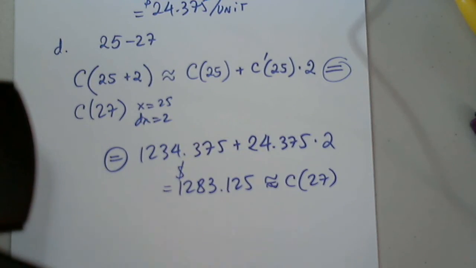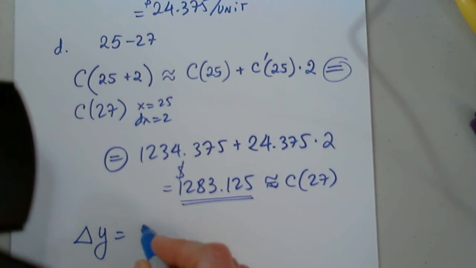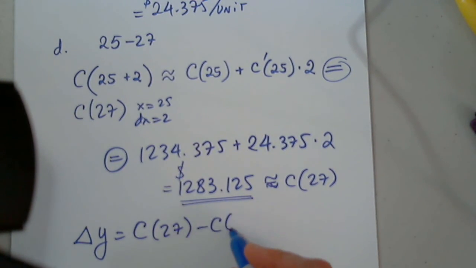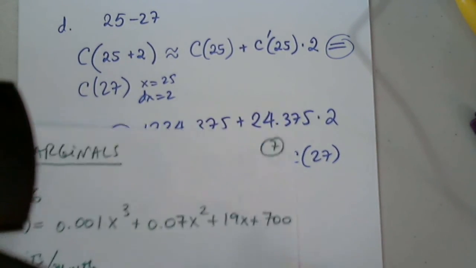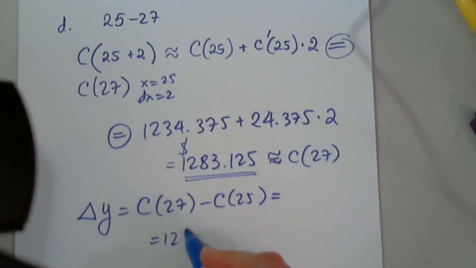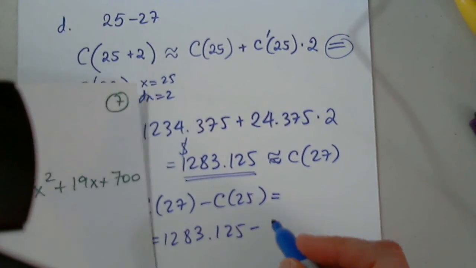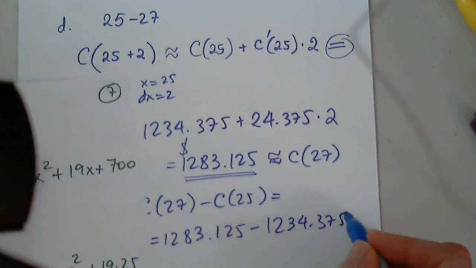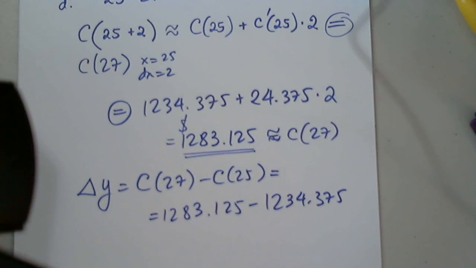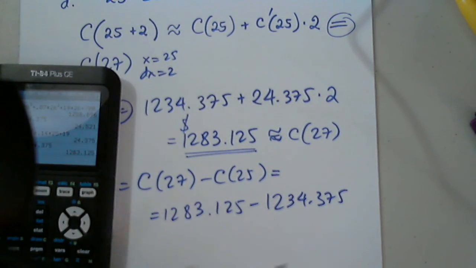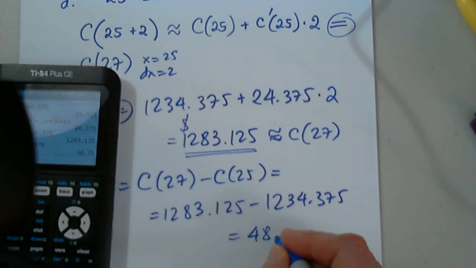So they want us to determine the difference. So then we determine the cost of 27 using differentials. Then delta y, which is cost of 27 minus cost of 25, will be, whereas cost of 27 is 1283.125, and what is the cost for 25? 1234.375. They want us to determine just the additional. So from this one I subtract 1234.375. So this is 48.75.